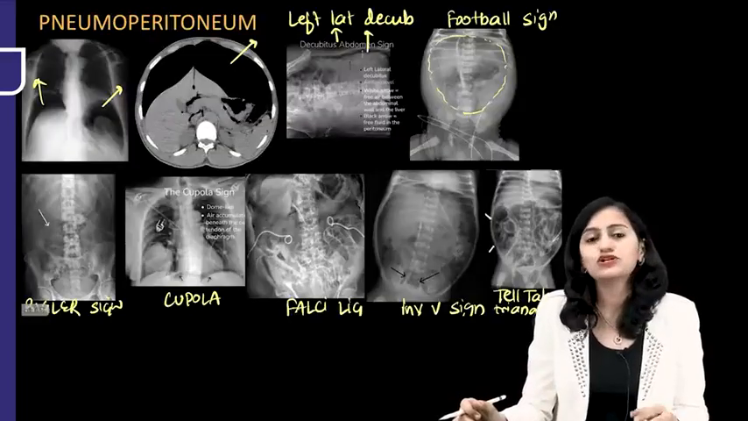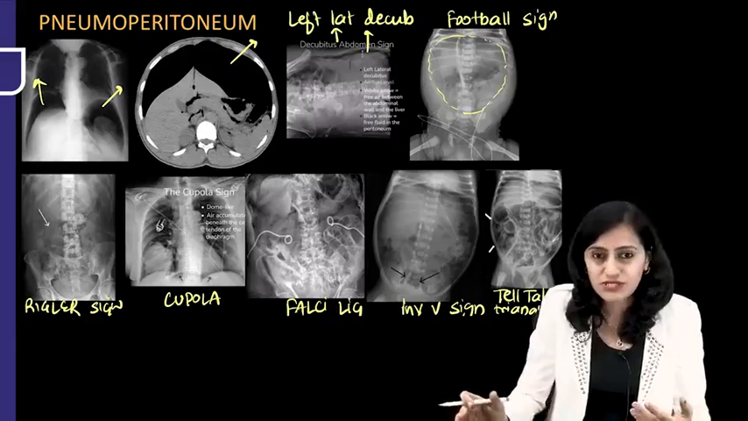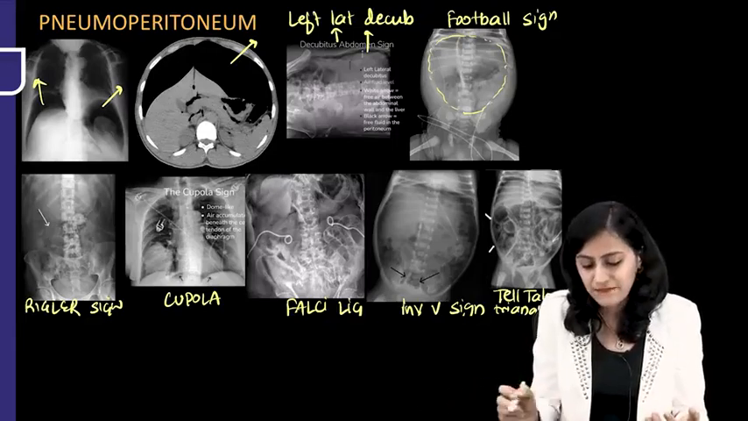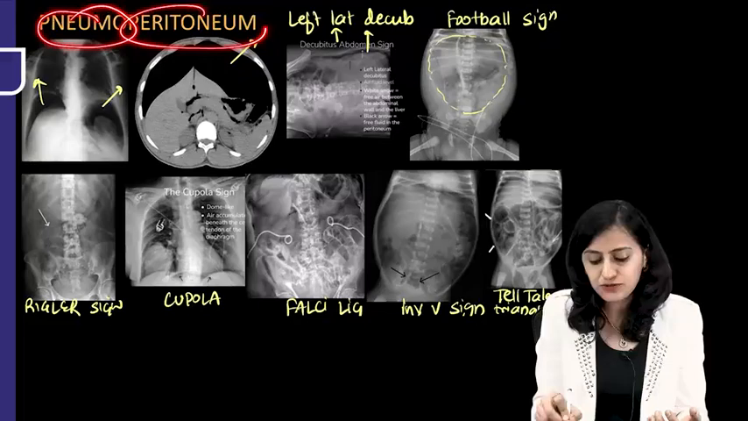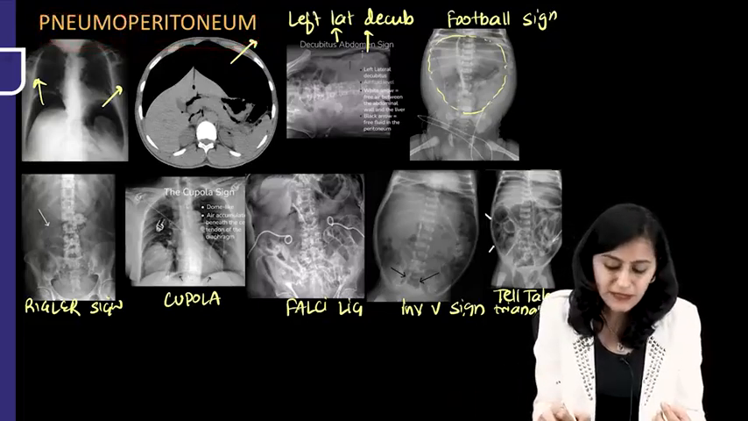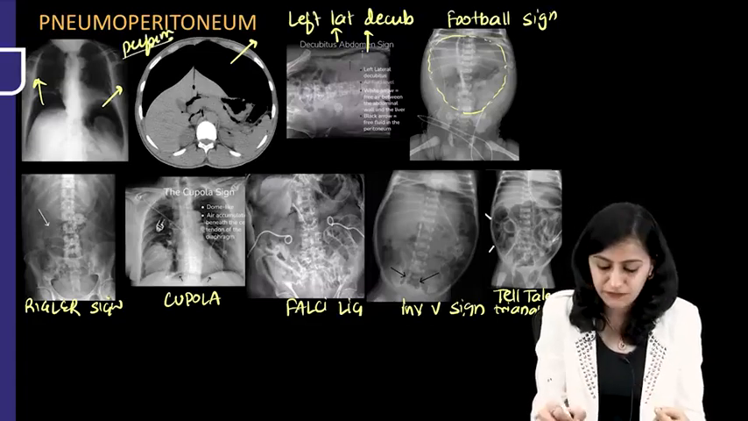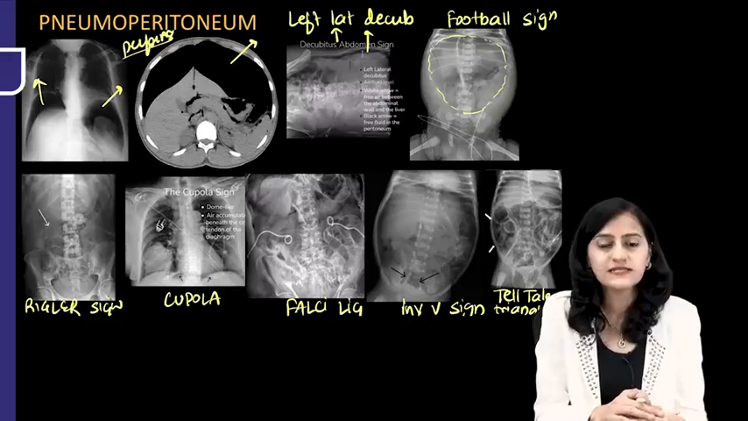Now coming to the pathologies here, most important in the abdomen, pneumoperitoneum, which is asked almost every time in the exam. So pneumo means air, peritoneum means in the peritoneal cavity. What is the common cause of pneumoperitoneum? It's basically perforation. A hollow viscus perforation is the common cause, right?